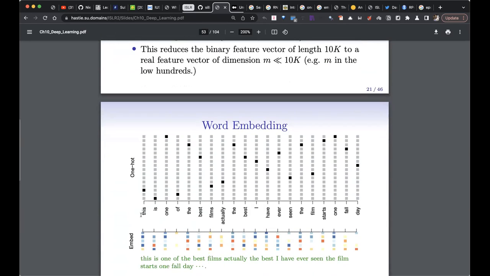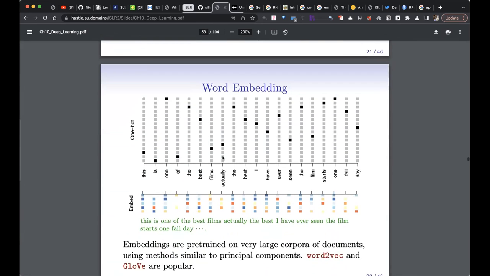So this is one-hot, right? In one-hot, for example, we have this word, this. Where it occurs we put one, and every other place is zero. If it occurs in a sentence here, every other place is zero. This is one-hot encoding, and it is sparse. But an embedding, so this is a sentence we are working on: this is one of the best film actually whatsoever. You can see this is represented here.